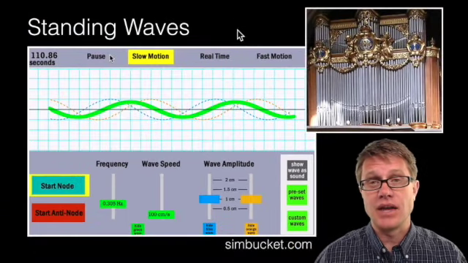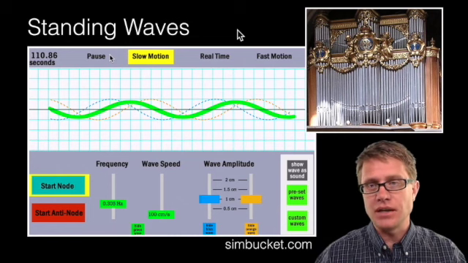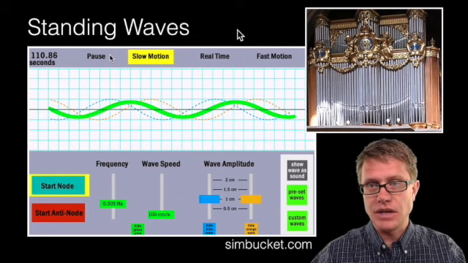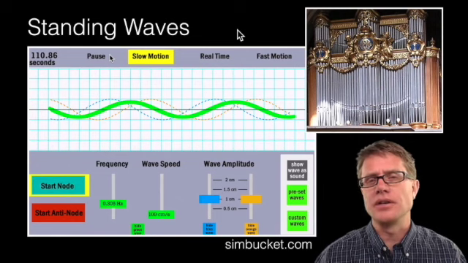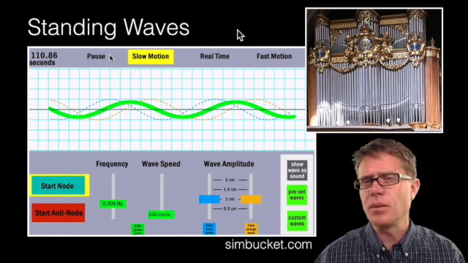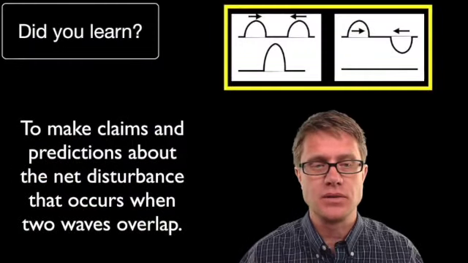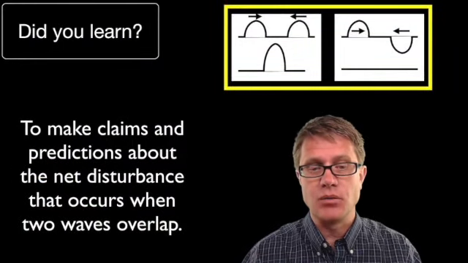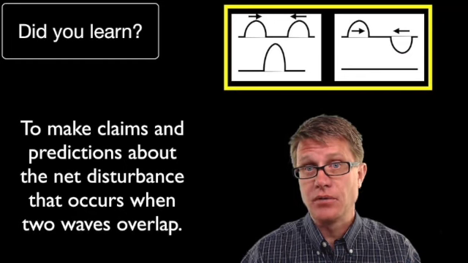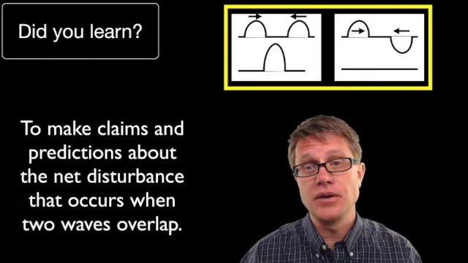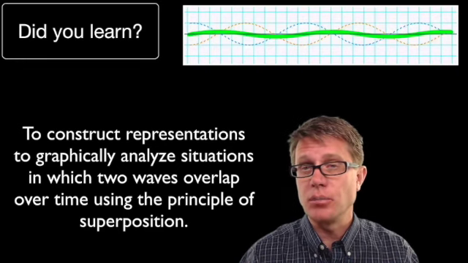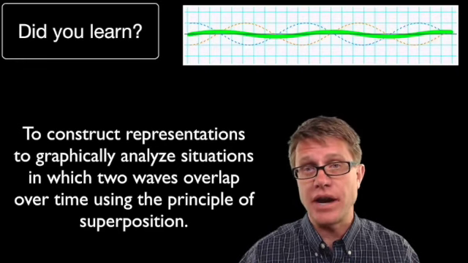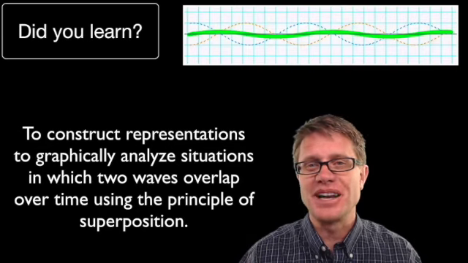Now we take advantage of that, so we can put sound waves that fit into a specific set length, for example, a pipe in a pipe organ, and you create what are called harmonics of standing waves. And we'll talk about more of those in future videos. And so did you learn to make claims about what happens when waves overlap? Remember, they go through each other, but they can interfere. And then finally, could you look at a representation and figure out points when they're adding and when they're subtracting from each other? I hope so, and I hope that was helpful.